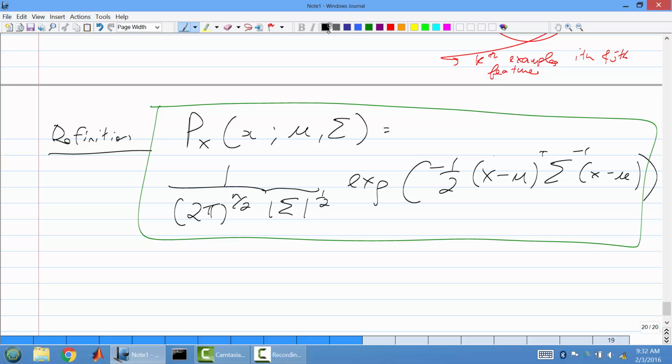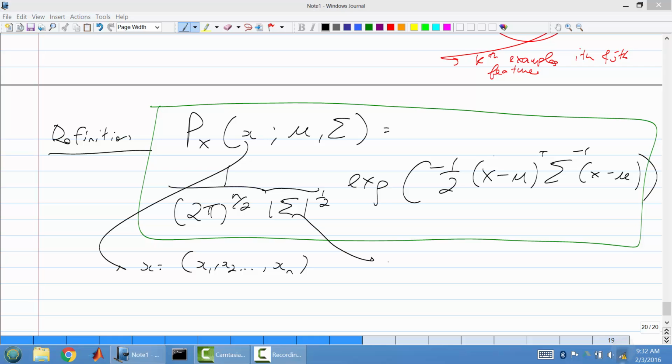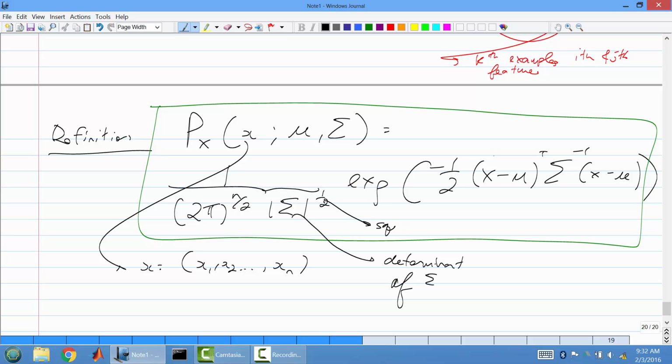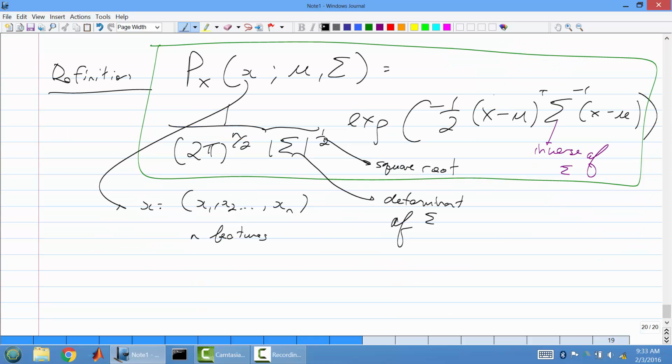Your input vector x is assumed to be a set of features, x1, x2, all the way up to xn, right? There's n features in total. When you're using the vertical bars, this is what's known as the determinant of the matrix sigma, and then you're taking the square root of that term. There's n features, so you're doing 2 pi to the power n over 2, and this term here is the inverse of the covariance matrix. It's not the most pretty equation, but that's how it's defined.